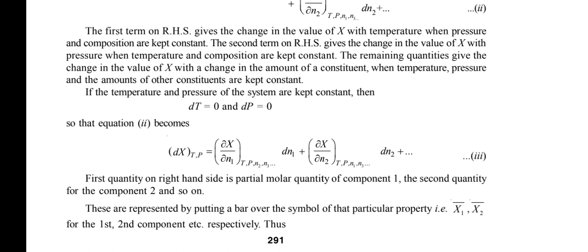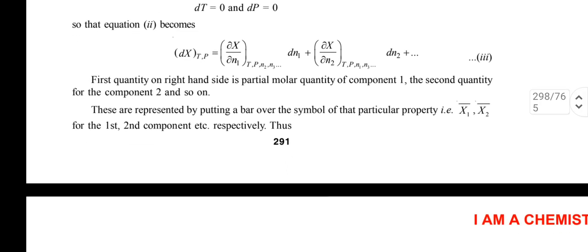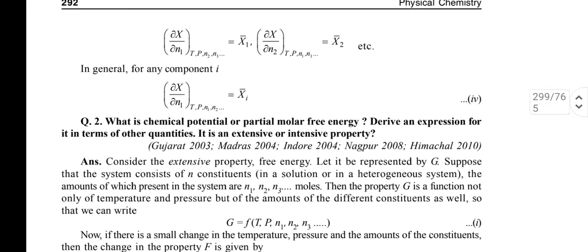The first quantity on the right hand side is the partial molar quantity of component first, the second quantity for the component second, and so on. These are represented by putting a bar over the symbol of that particular property, that means X1 bar, X2 bar for the first, second component, etc. respectively. (dX by dn1) at constant temperature, pressure, n2, n3 equal to X1 bar, and (dX by dn2) at constant temperature, pressure, n1, n3 equal to X2 bar. In general, for any component, (dX by dni) at constant temperature, pressure, and the other n equal to X i bar.